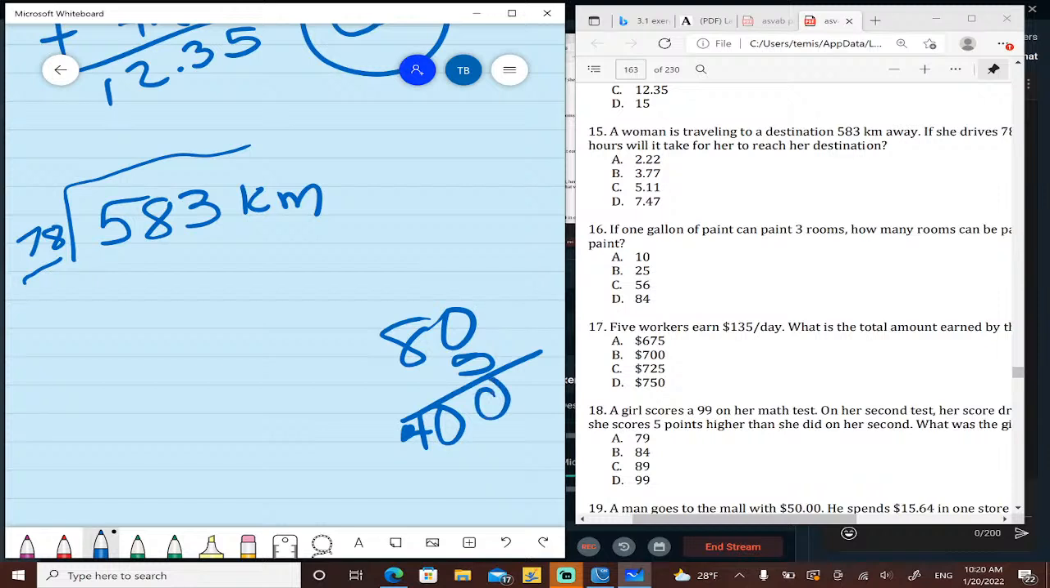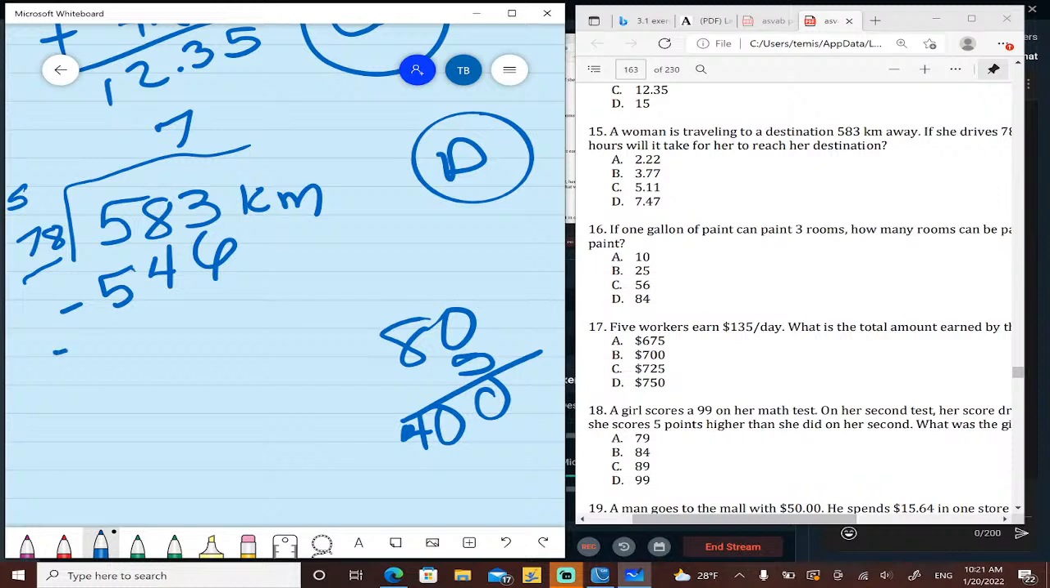So that's kind of close, but still far away. So our answer choice is going to be D. But let's check it out and see. So we'll put a 7 here. 7 times 8 is 56. 7 times 7 is 49, plus 5 is 54. And you see where we're going? We don't have to spend time doing the rest of this problem. We can use those seconds to apply to another one.